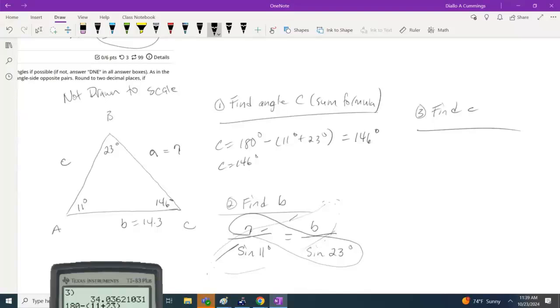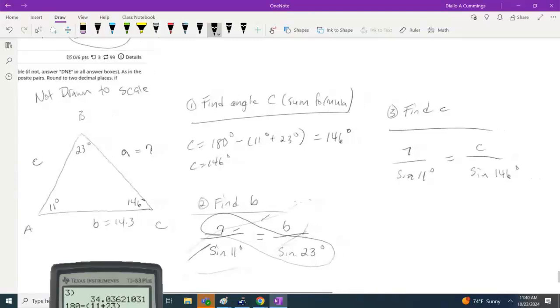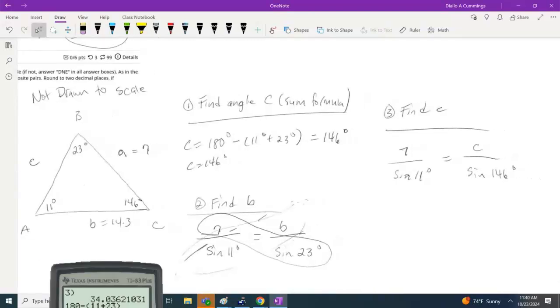I know they gave us side A is 7, so I'm going to write out my left-hand side: 7 divided by the sine of 11 degrees. I'm going to set that equal to C, which is our unknown side length, but I know the angle opposite, so I'm going to divide C by the sine of 146 degrees. I'm going to cross multiply and divide.